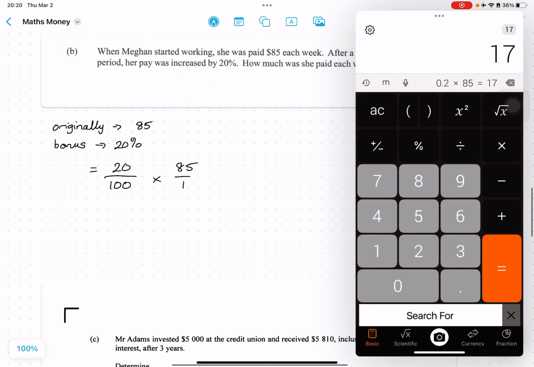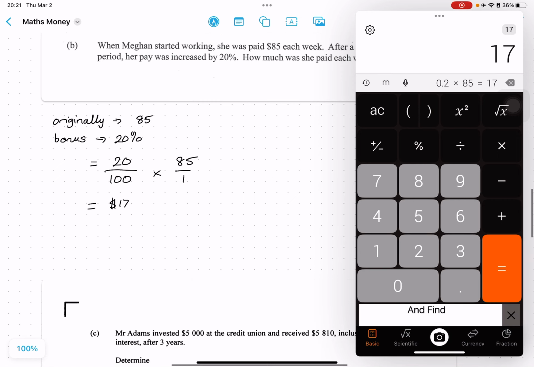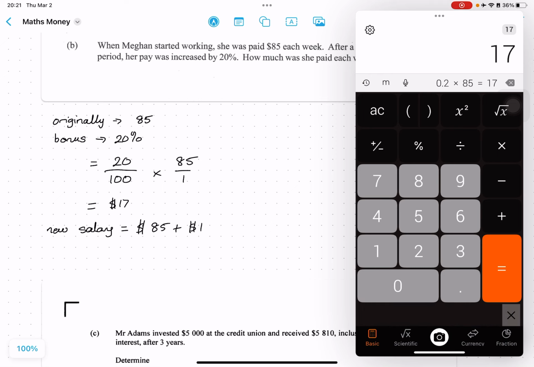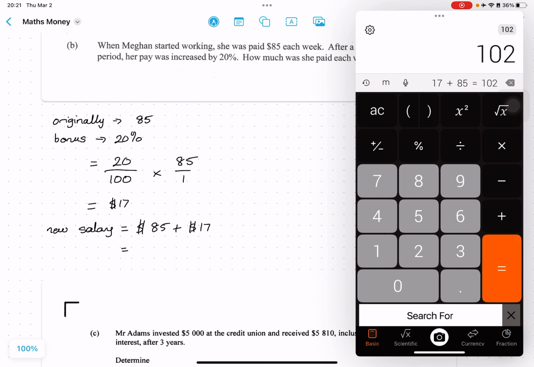So the bonus works out to be $17. So the new salary is equal to $85 plus $17, and we can work that out by simply adding these two together. We get $102 per week. Alright, so that is the first way of working it out.